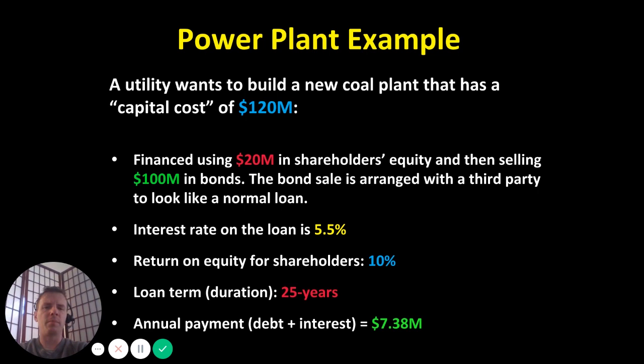And we can plug all of that information, the interest rate, the loan duration, and the principal on the loan, which is $100 million, into an amortization calculator. And let's say what we get out is that the annual payment, just for the debt, just for the $100 million in bonds, is $7.38 million. In other words, this utility would have to pay $7.38 million back every year for 25 years in order to pay that $100 million back that it borrowed with interest.